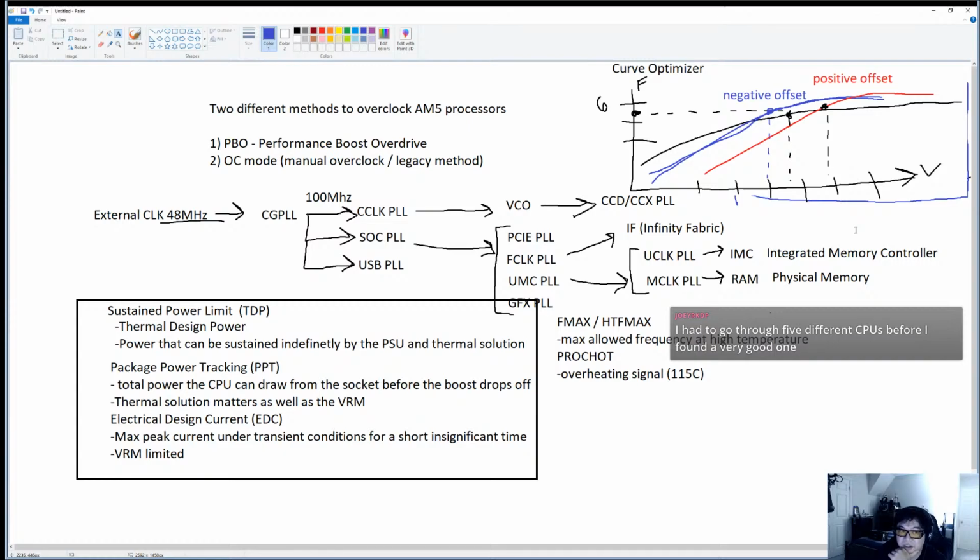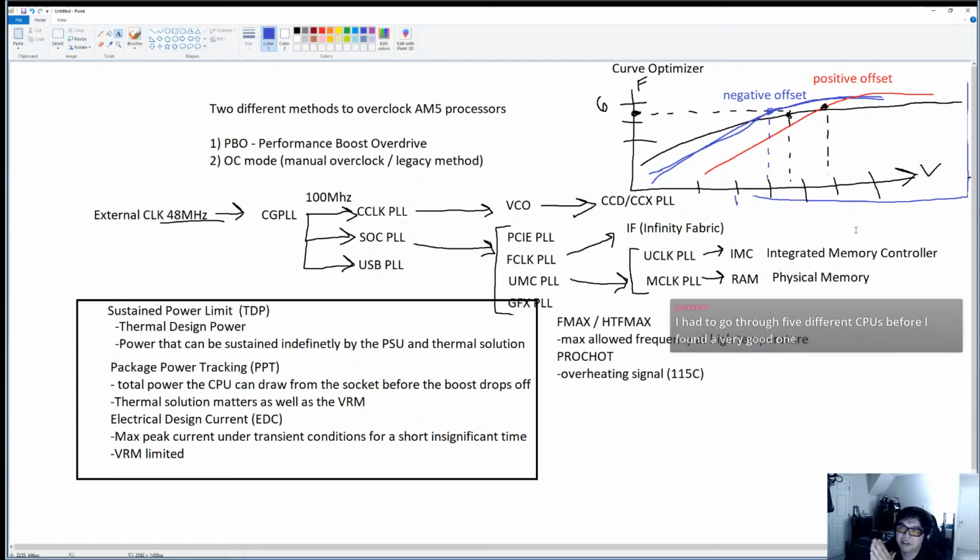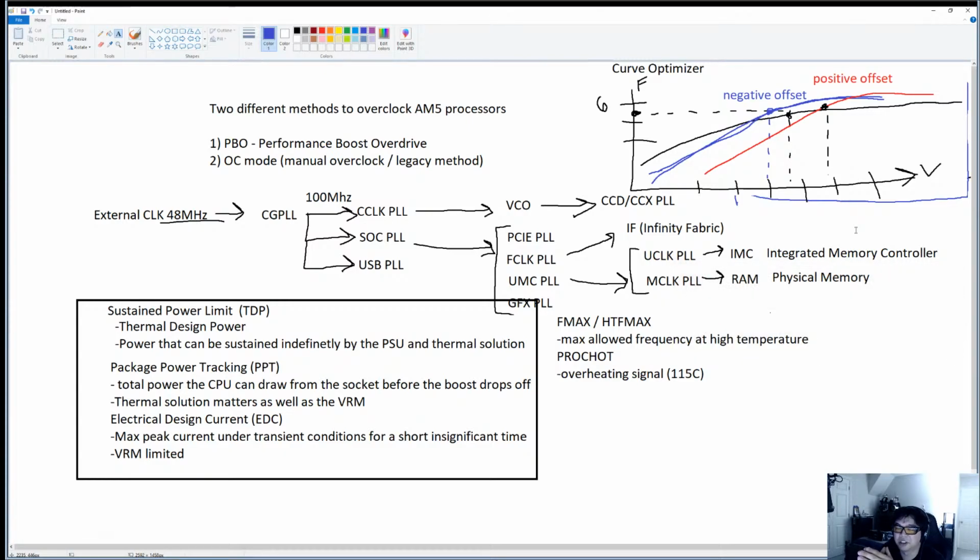But yeah, -30 is really good. If you can do -15, I think that's kind of average. If you can't do -15, then you basically lost the silicon lottery. If you get -15, that's pretty average. From what I've seen online, I've seen a lot of people have success with -15. -30 is extremely good though.